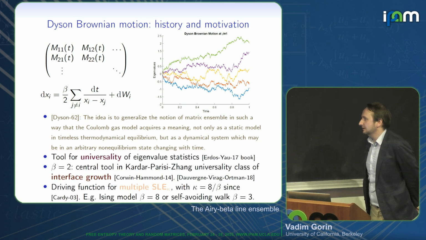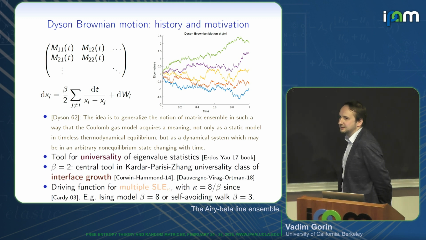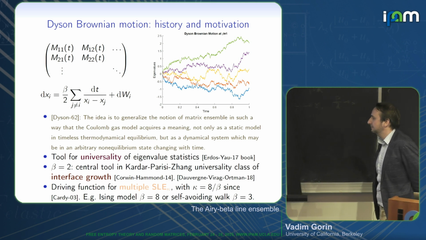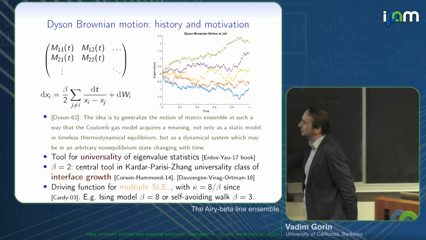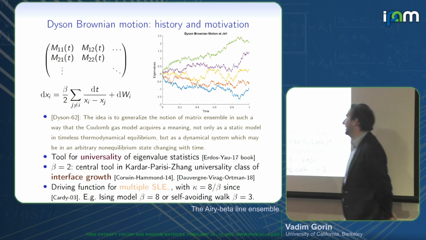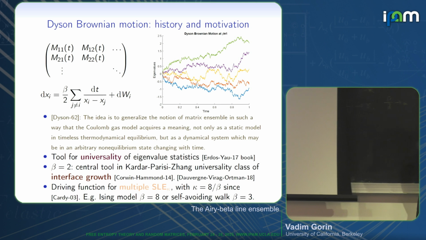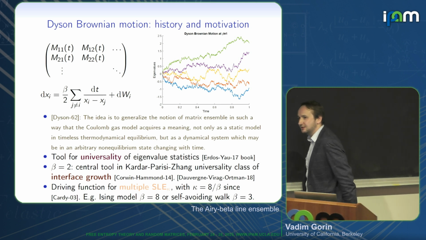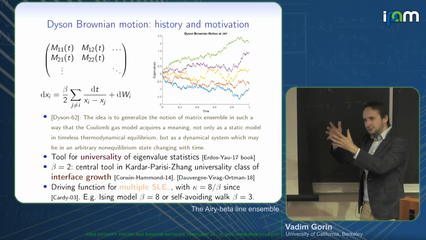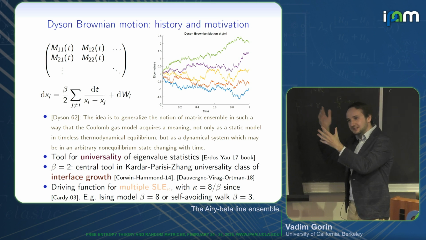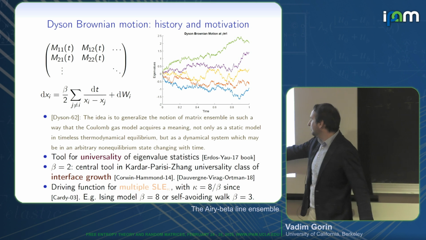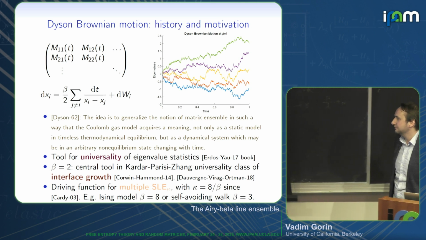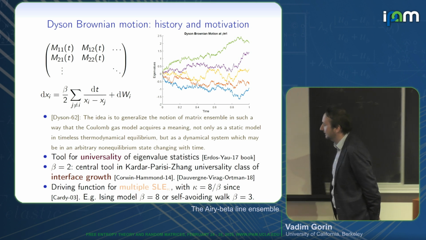Since Dyson, Dyson-Brownian motion has found applications in many areas of random matrix theory and adjacent probability theory. It was used as a tool for proving universality of eigenvalue statistics. Somehow, if you want to analyze a single matrix, it's very helpful to start Dyson-Brownian motion for this matrix and see what's happening there. It was also, at beta equals 2, a central tool in the study of interface growth models from the so-called KPZ universality class.